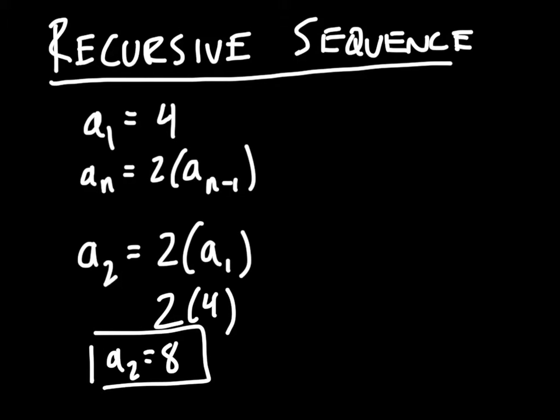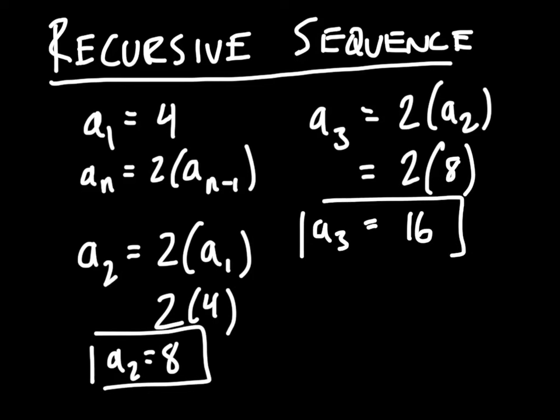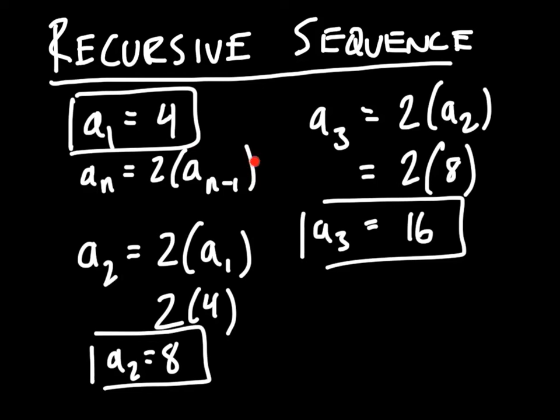Okay, now if I wanted to find a sub 3, it would be 2 times a sub 2. So in this case it would be 2 times what we just found for a sub 2, which was 8, so 2 times 8, or 16. So a sub 3 equals 16. So notice how it gave us a starting term, and then every time we had to use that term in order to find the next one. Let's look at another example.